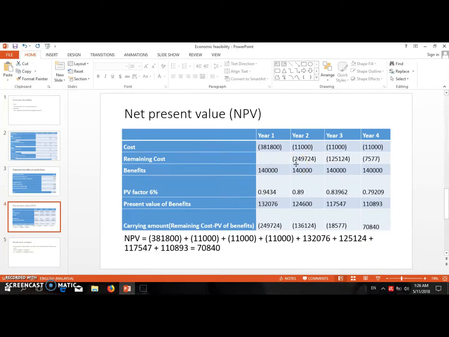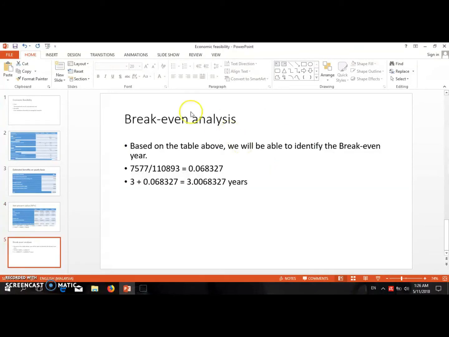So there are several methods for us to identify whether to implement the system. One of the methods is net present value. To calculate the net present value, we will first sum up all the costs minus the present value of the benefits. After we subtract, the remaining value will be 70,840. As this figure is positive and larger than 0, we can conclude that this system is worth implementing and investing in.